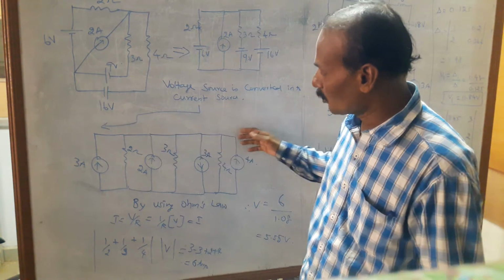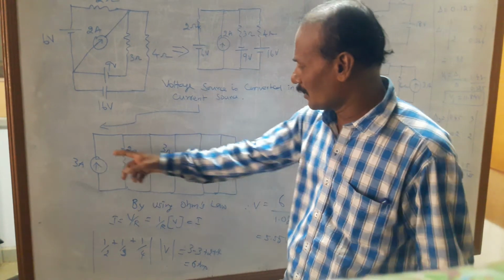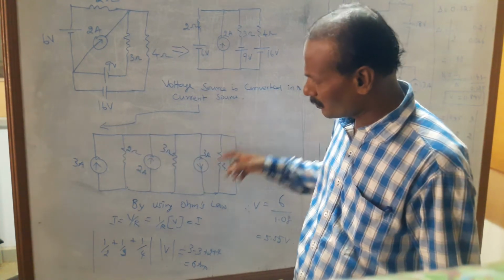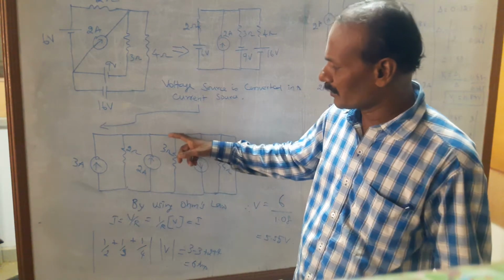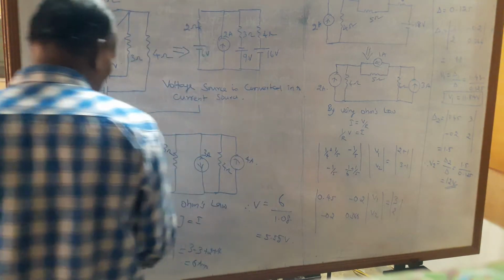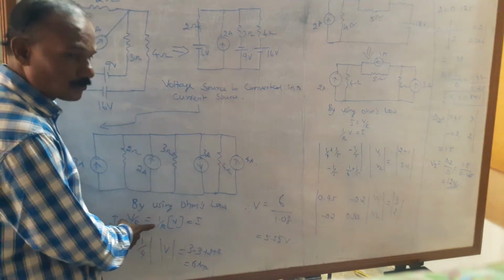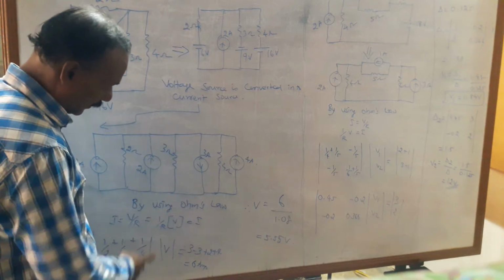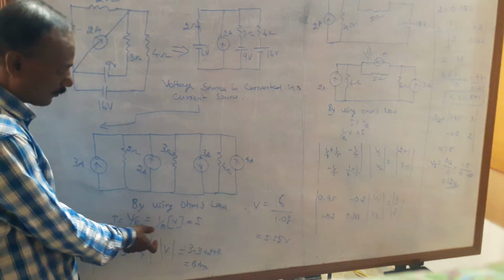Here there is only one node, because there is no resistance in the upper side of the circuit. Here is the reference node, and since there is no resistance, only one node is available. By using Ohm's law, I is equal to V by R, so the first term is 1 by R, the reciprocal of resistance.